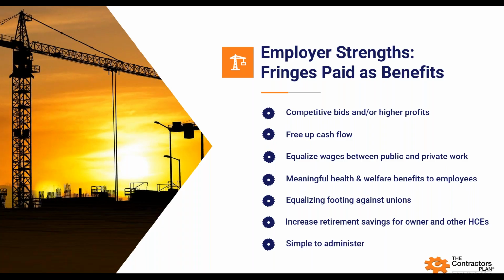First and foremost, you're going to be more competitive and or have higher profits. In other words, if you're already winning bids, then that 25% that we talked about on those fringes, that 4 to 6% of payroll, that's going to drop to your bottom line. If you're not winning bids, it's likely because union contractors and other merit shop contractors are not paying the fringes in cash, and so it's putting you at a disadvantage.